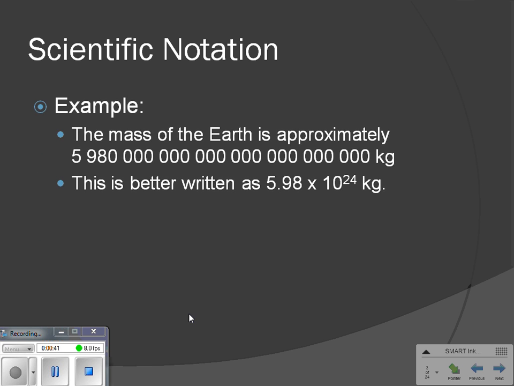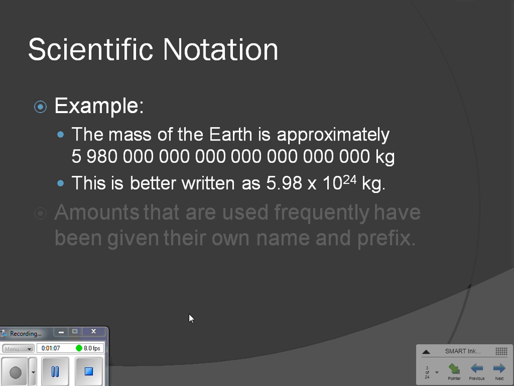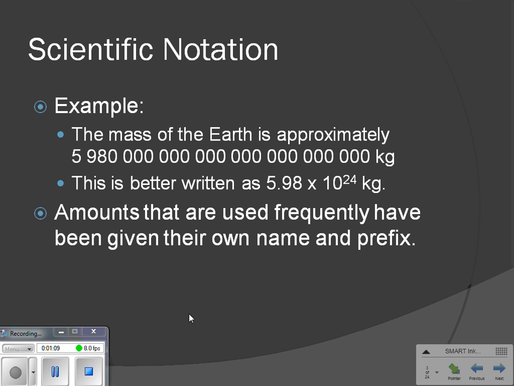So, for example, we have the mass of the Earth. The mass of the Earth is 5.98 times 10 to the 24th kilograms. So if you had to write out that number, you would have 22 zeros. If we were doing calculations, you would have to write that out on each line, and that would take a long time. So this is just kind of a shortcut that allows us to have a quick way of writing really large or really small numbers.